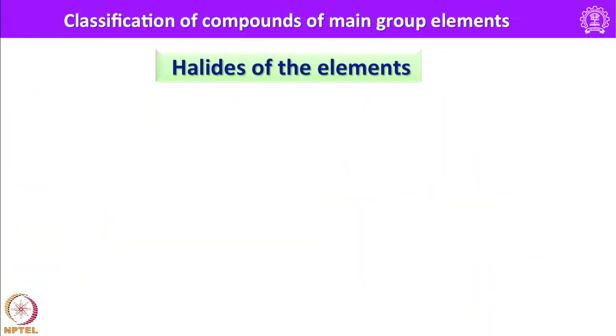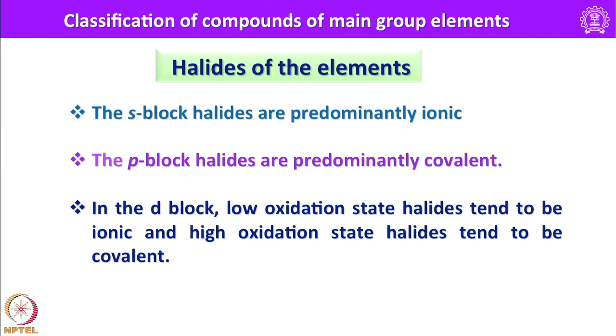Okay. So, let us just look into the last one in the series, halides of these elements. S block halides are predominantly ionic, say NaCl, CaCl2, etc. The P block halides are predominantly covalent. In the D block, the lower oxidation state halides tend to be ionic and high oxidation state halides tend to be covalent. Similar to hydrides, the properties of the chlorides follow a broadly similar pattern, with chlorides of metals being ionic and of non-metals being covalent molecules.